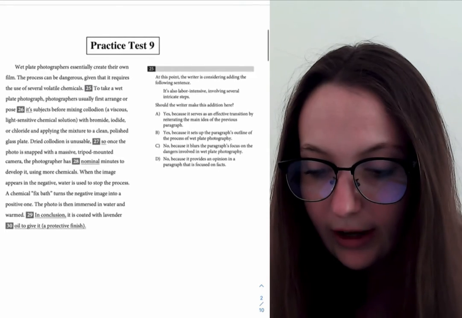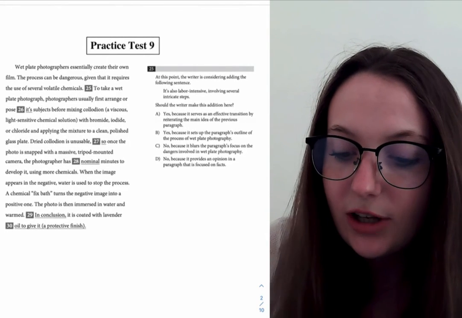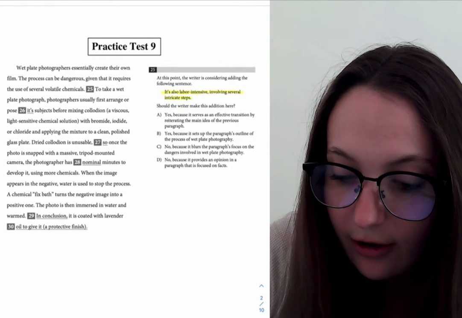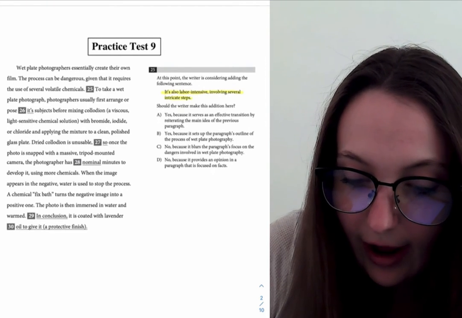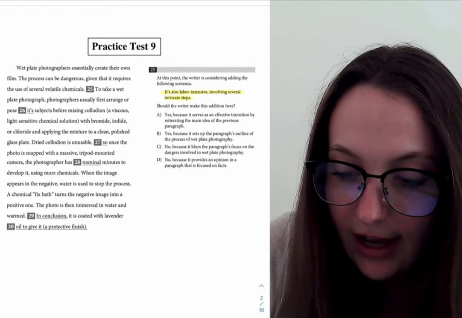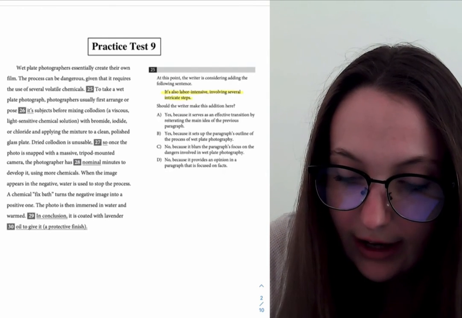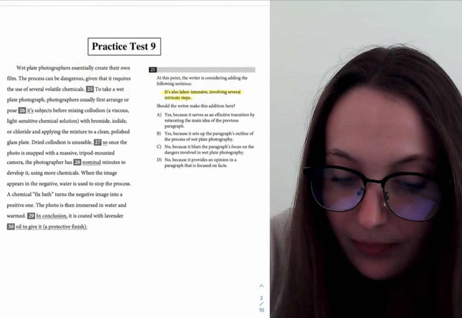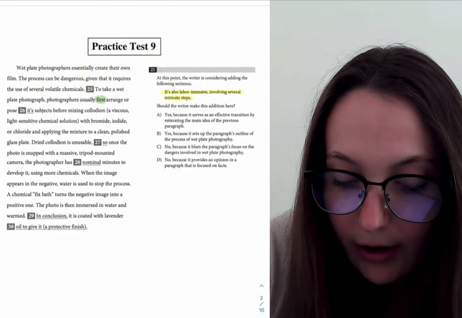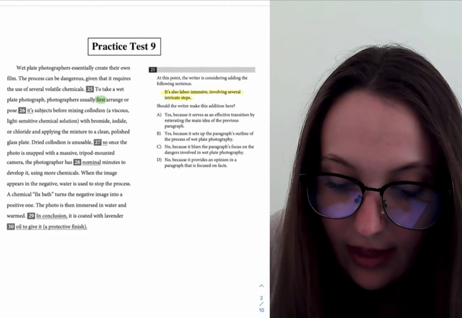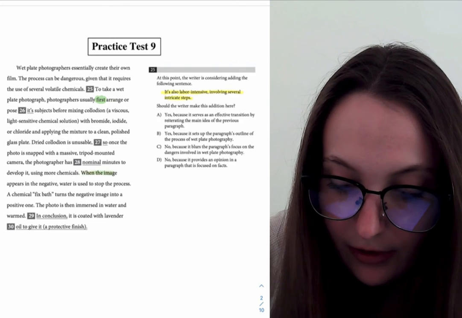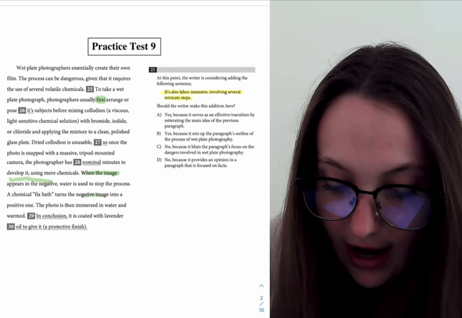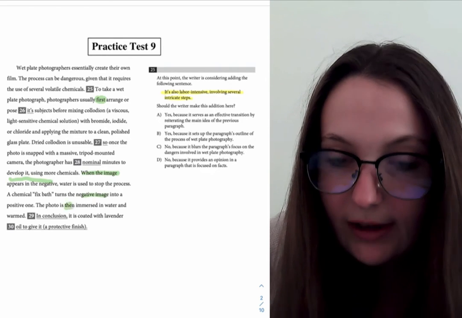Alrighty, question number 25 is another one of these questions where the sentence is going to set up for what we talk about later in the paragraph. Here we're talking about how wet plate photography is labor intensive and involves several intricate steps. We can see that what goes on later in the paragraph is it says photographers usually first arrange or pose subjects. Then it talks about all of the other steps. When the image appears in the negative, water is used. A chemical bath turns the negative image into a positive. The photo is then immersed.